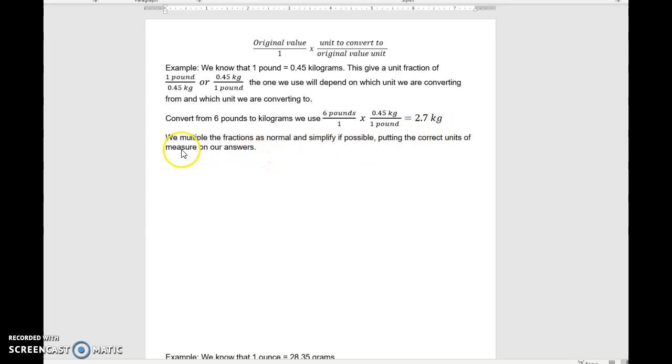And make sure that when you multiply the fractions as normal and then simplify, you must put the correct units of measure on your answer. If I would put this as 2.7 pounds, that's totally wrong. The number part's right, and also the unit of measure has to be correct. So this is some of the places in the TEAS test. They may give you 2 numbers or 2 choices with the same number, but they've got different units of measure, so be careful on that.